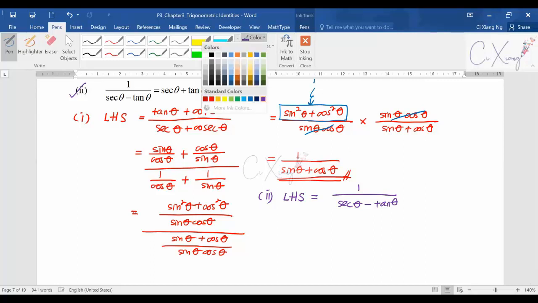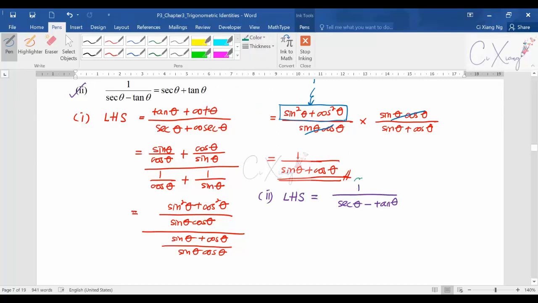But in my opinion, the easiest method will be what I'm going to show you now. For the 1 here, because I see that my equation has secant theta and tangent theta, and the right-hand side also has secant theta and tangent theta, I would think, is there any formula related to these 2 trigo functions? If you still remember, we learned one before, which is 1 plus tangent square theta equals secant square theta.